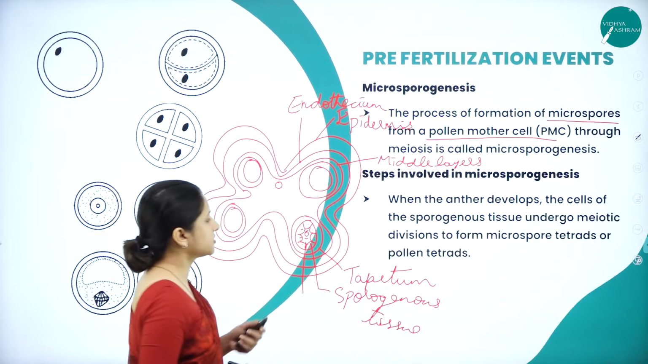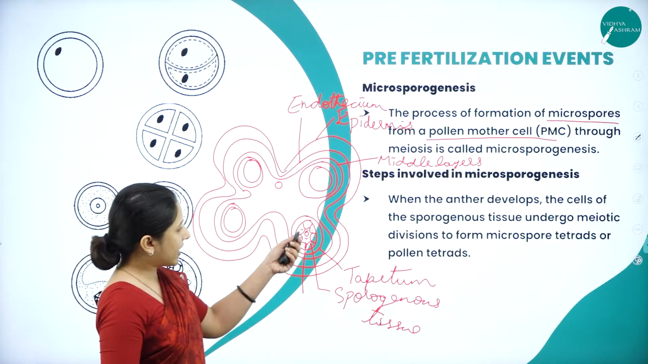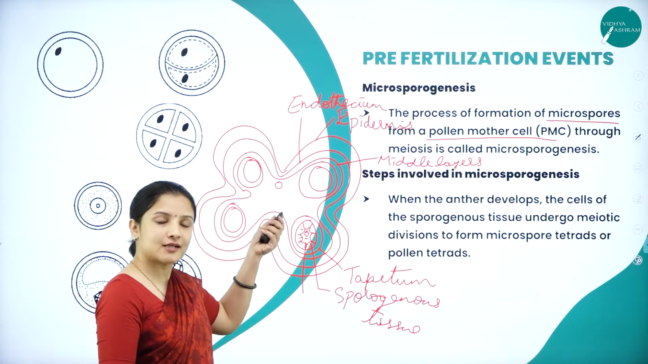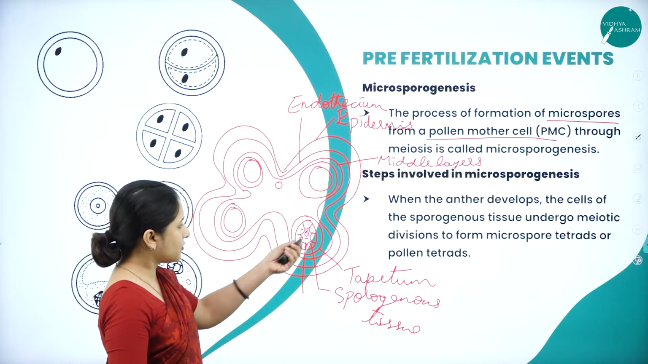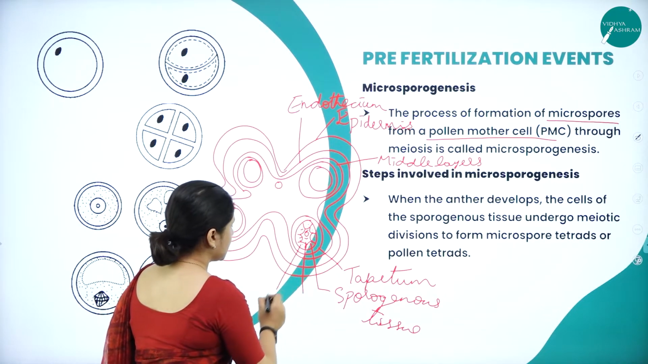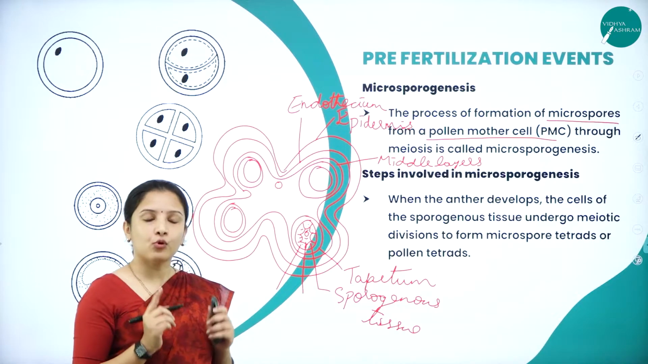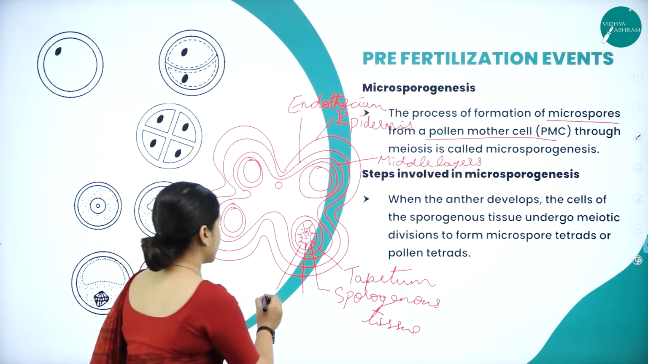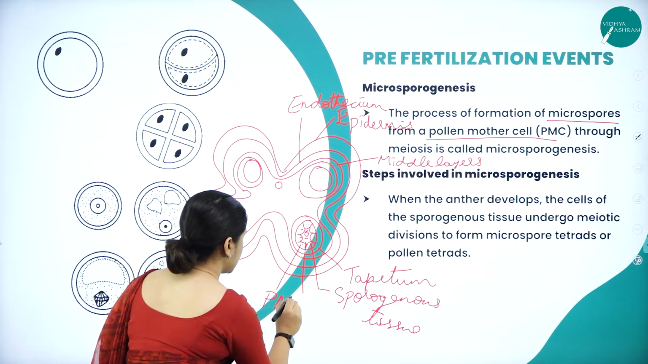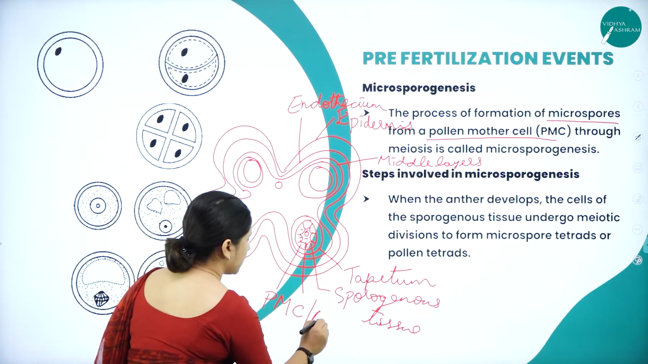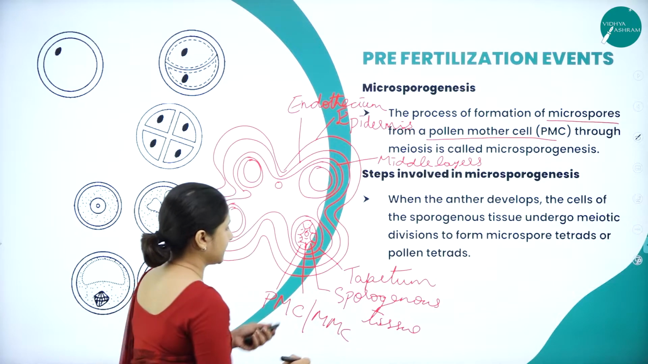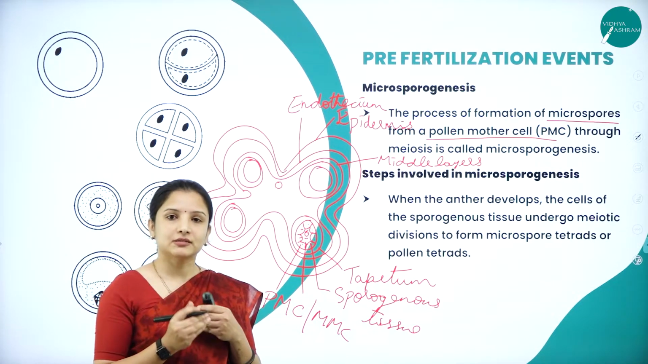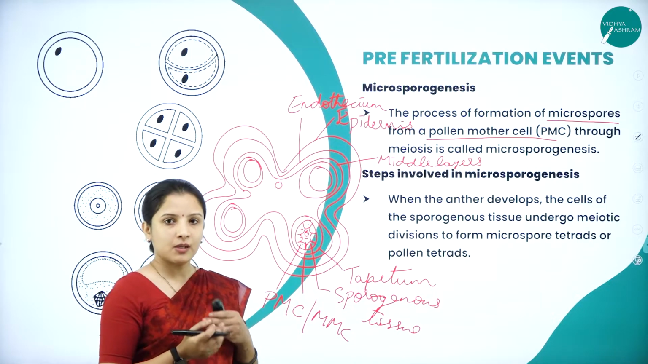So you have the sporogenous tissue. Why is it called a tissue? Because a group of cells are involved in this. That is why it is called a tissue. One cell, you call it the pollen mother cell or the microspore mother cell. This pollen mother cell or microspore mother cell is the one which develops into the pollen grain.